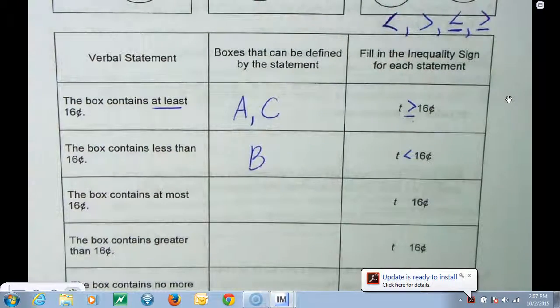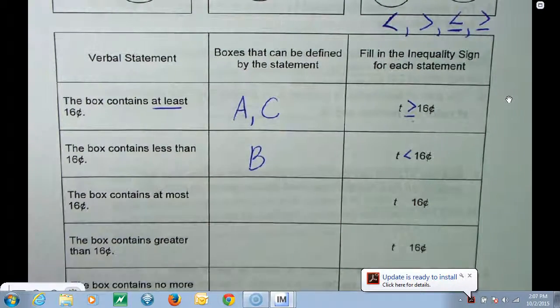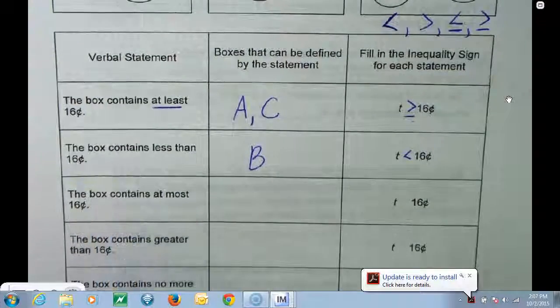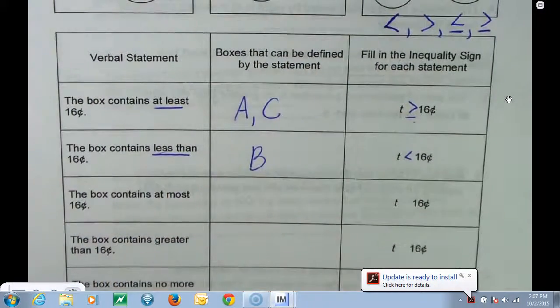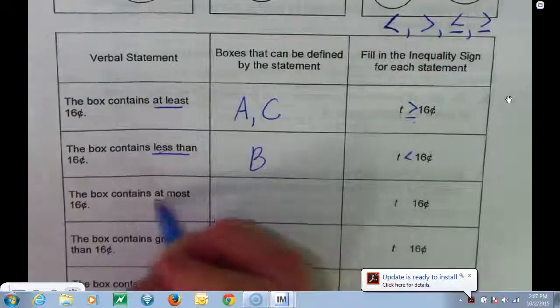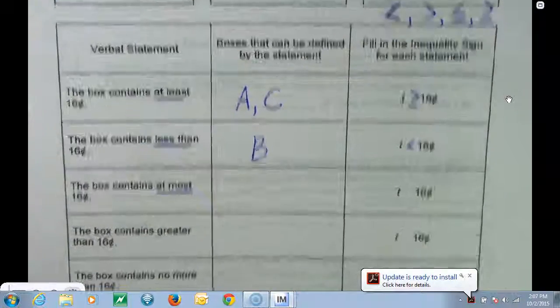If I say I want the people that are less than 13 years old to go to the gym, I don't want 13-year-olds. I want those that are less than 13. You see? Okay? All right. Hey, underline less than. The box contains at most 16 cents.